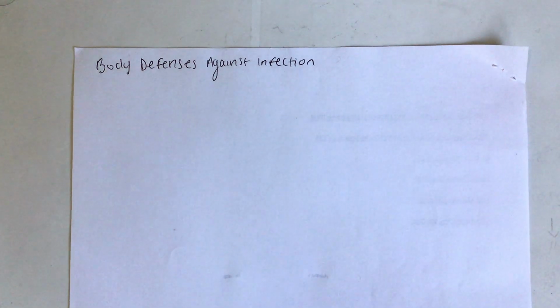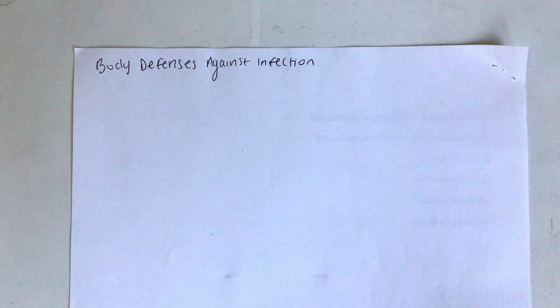So the body has a couple of defenses against infection. There are 2 types in particular. There are non-specific defenses, which means the body is going to respond to something foreign invading it, like a pathogen, which is something that would cause a disease, or just an antigen that causes an inflammatory response or an immune response in general. Non-specific defenses are general defenses that your body uses. So no matter what enters, your body would react with these couple of things.